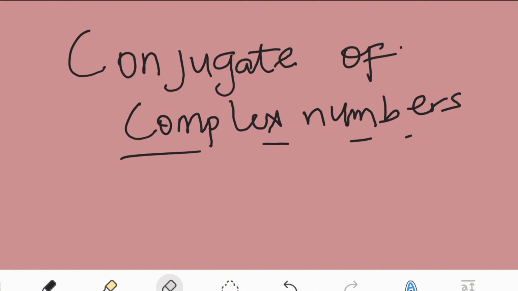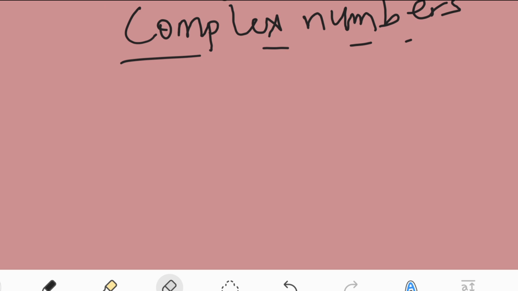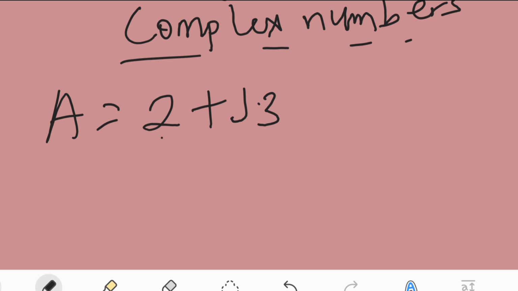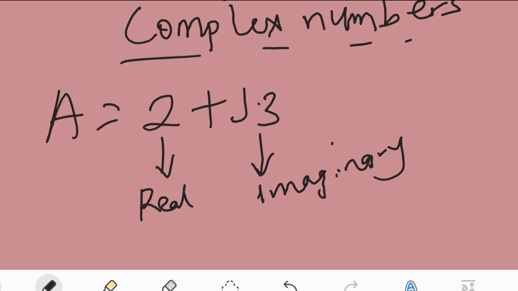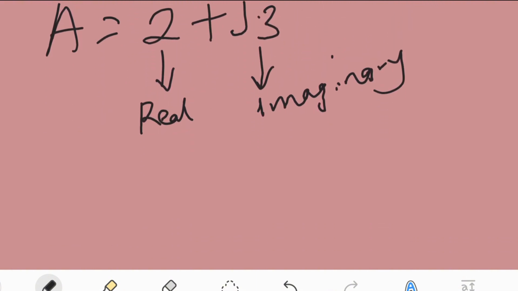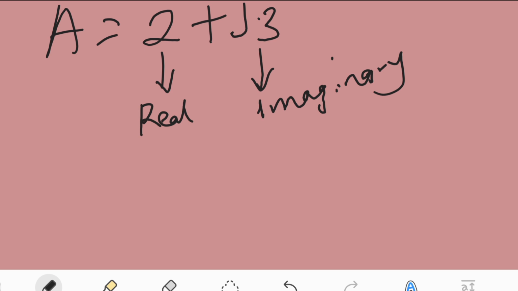If you want to examine that, let me write a complex number out. If we have a complex number A, which is equal to 2 plus j3, okay? So this is a complex number made up of a real part and the imaginary part. So if we want to find the conjugate of this particular complex number, all you need to know is that the conjugate is going to have the same value, but what's going to change is the sign. So when we talk about conjugate, it's actually the sign of the complex number that is changing.